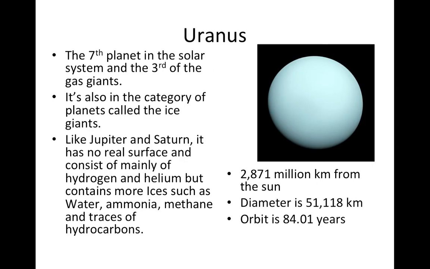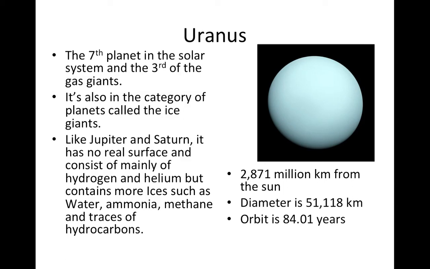Now, the next one we're going to deal with is Uranus. Uranus is the seventh planet in the solar system and the third of the gas giants. It's also in the category of planets called the ice giants. So it's the first of the ice giants. The second is Neptune, which we're going to discuss later.